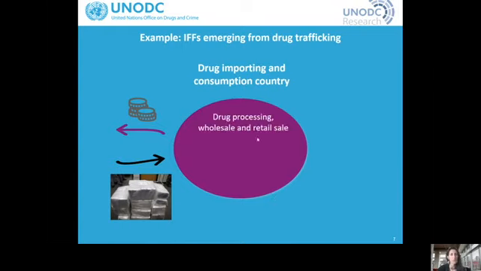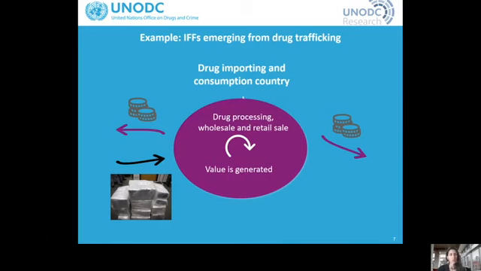At the same time, in the country, other value is generated while processing and selling drugs at the wholesale and retail markets. And this value that is generated can be either consumed or invested in the country or abroad. And this investment or consumption abroad generates another type of illicit financial flows that do not belong anymore to the productive process, but belong to another type of investment or consumption choices by the criminal actors.